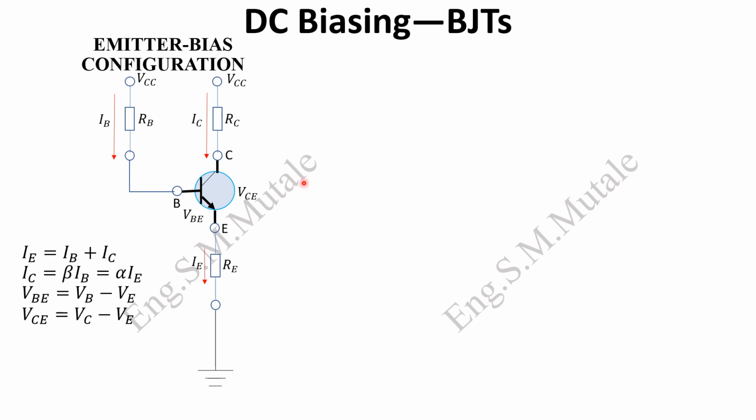We'll also take note of these formulas just like we did in the fixed bias. The emitter current is given by those. VBE, which is the voltage in between base and emitter, is the difference between base and emitter, and it's 0.7. Then the voltage between C and E, we are calling it VCE. It is the difference between the collector voltage and the emitter voltage. So let's start our analysis.